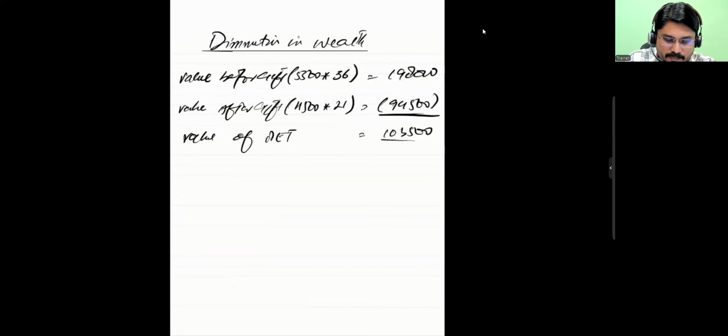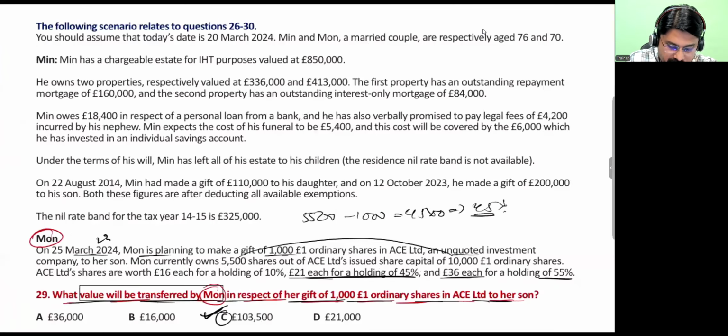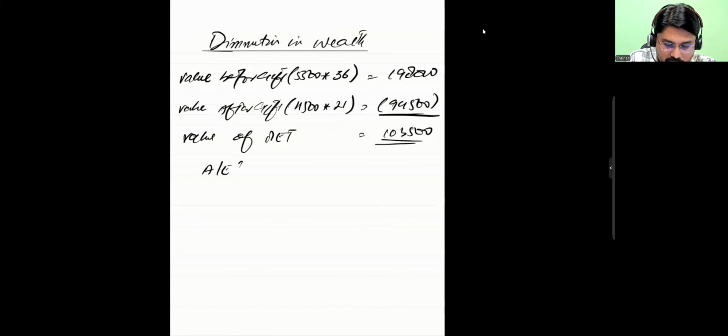But if the examiner asks you to calculate the net PET value, then we can deduct the annual exemption. That is the annual exemption of the year in which the asset is transferred, 23-24.